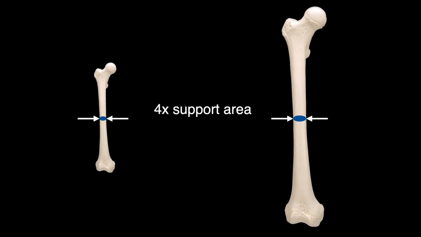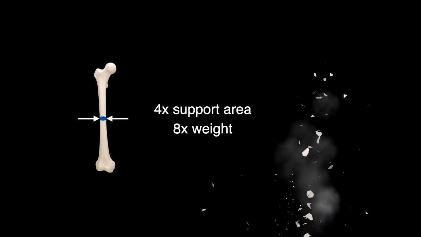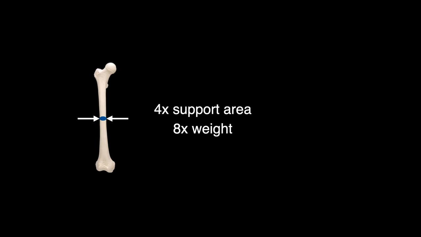But here's the problem. The volume, and hence the weight of the femur and the enclosing human, has grown by a factor of 2 times 2 times 2, or 8 times. That means that every square inch of the support area must now carry twice the load of the smaller bone. It's highly likely that any sudden motion, tripping or jumping, is likely to break that bone. Further increase in size just makes the situation worse.